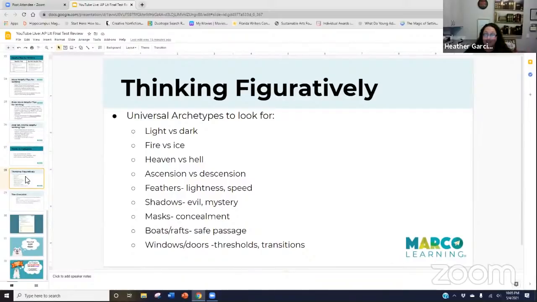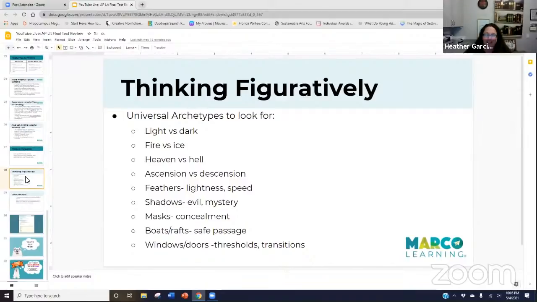Feathers or birds being lightness and speed and escape and freedom. Anything that's like shadowy is supposed to be kind of mysterious. Masks, whether they're physical or metaphorical, right? The idea is concealing. So if a character feels one emotion but shows another one, right? What are they concealing and why is that concealment important, right? Remember, that's always that ticket.